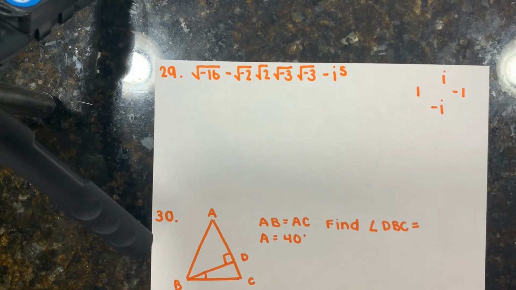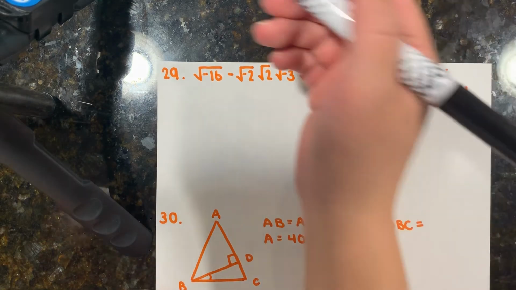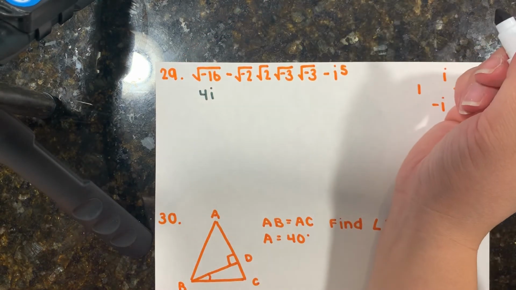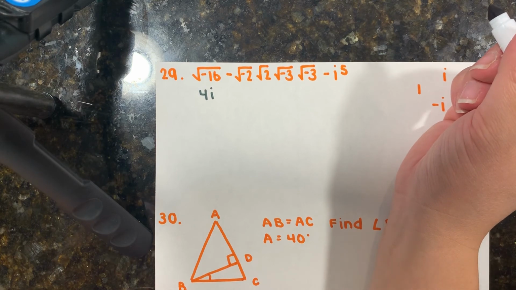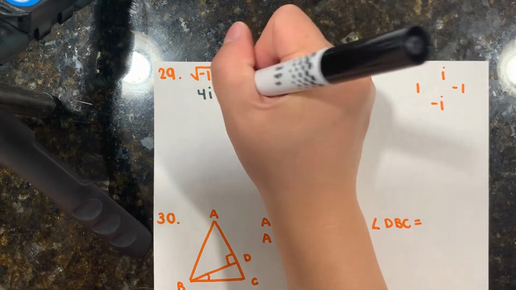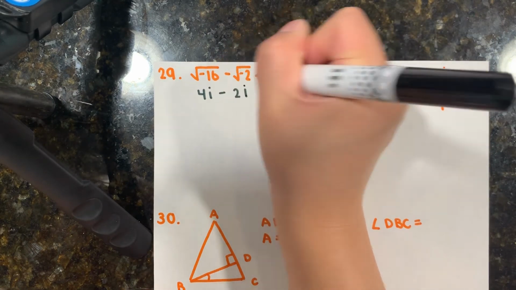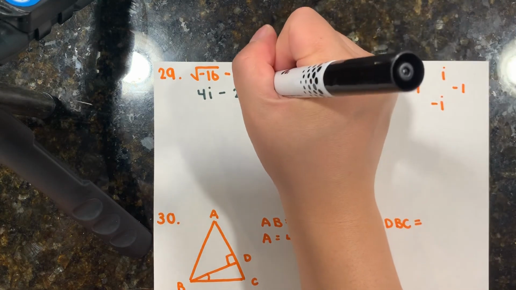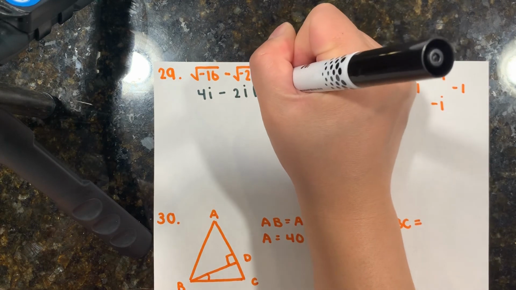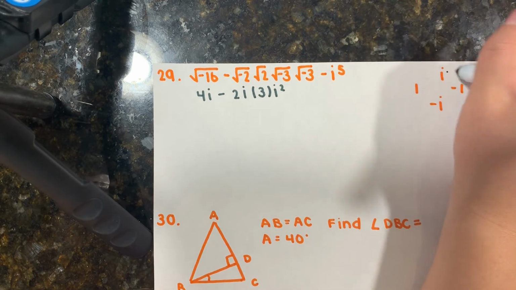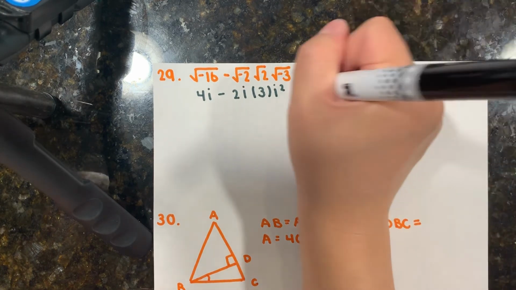Now number 29, the square root of negative 16 is actually going to give us 4i, because the square root of 16 is 4, and because of the negative sign it's i. Then I have the square root of negative 2 times the square root of negative 2 would become 2i. And I'm going to multiply that by the square root of negative 3 times the square root of negative 3, which would be 3i squared. i to the 5th, 1, 2, 3, 4, 5, is actually just equal to i.